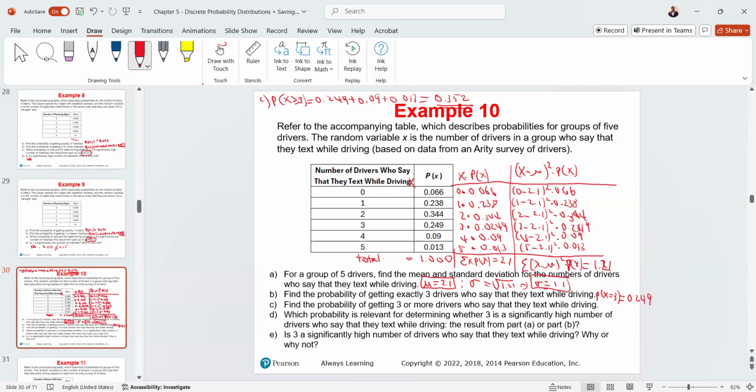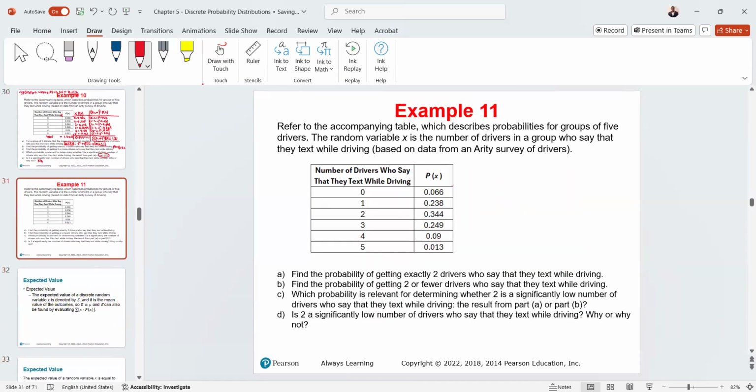For D, which probability is relevant for determining whether 3 is significantly high? Again, we go back to these questions. So that's definitely part B. Why? Since it's the probability of the given result or more. But is it significantly high? It's a no. Look at the probability, 0.352. It's more than 5%. So no, because the probability of 3 or more drivers who say that they text while driving is not low. It's not less than 5%. It's 35.2%. So it's a no. Okay. So knowing this, I'd leave this one for you, because we asked exactly the same question, but with getting exactly 2 or fewer than 2, etc.